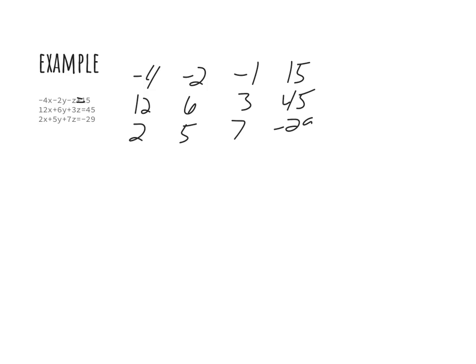Taking a look at another example here. Okay, again, writing this without any variables or equal signs. I should have a -4, a -2, -1 and 15, 12, 6, 3, and 45, 2, 5, 7, and -29. So go ahead and get this typed into your calculator, pause the video, and get that done right now.